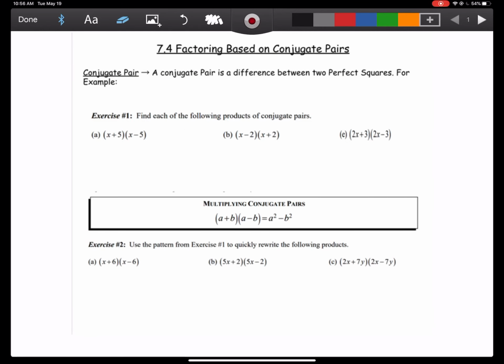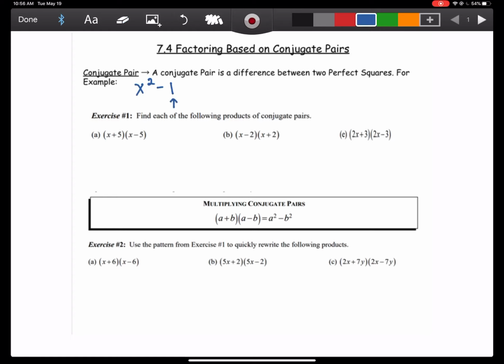So first of all, the vocab phrase conjugate pair. A conjugate pair is a difference between two perfect squares. So for example, I'm going to start with the most basic one. x squared minus 1. Now, why is this a conjugate pair? Well, because x squared is a perfect square. It's found by multiplying x by itself. Okay? Now, 1 is a perfect square.